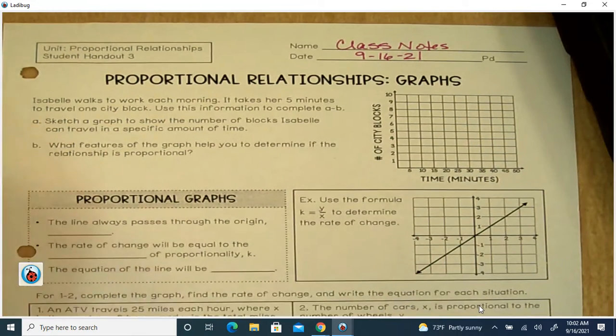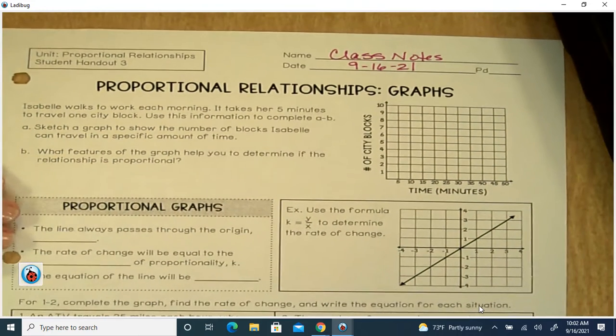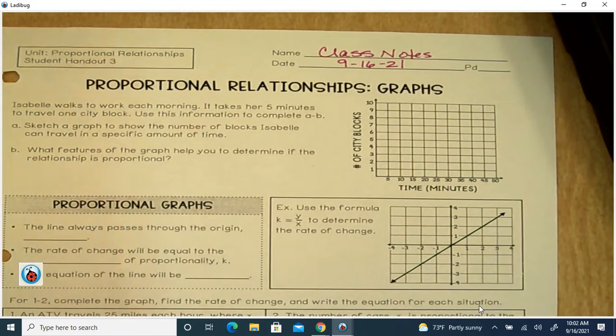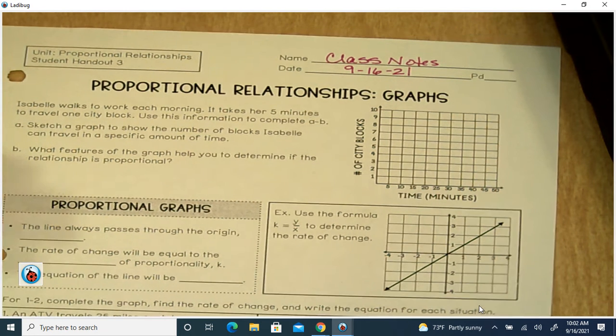All right, this video is on proportional relationships with graphs. We're going to look at the graphs. Remember, on the EOG, you have to be able to pick them from equations, tables, which is what we just did yesterday, and then graphs. So let's look at this one.